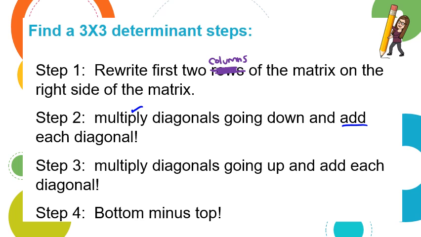Then we're going to take the up diagonal. So from the bottom left, we're going to go up. Same thing, we're still going to multiply, but we're going to have multiple diagonals, so we're going to have to add those. And then just as before, we want to find the difference. So we're going to take the bottom and we're going to minus the top.